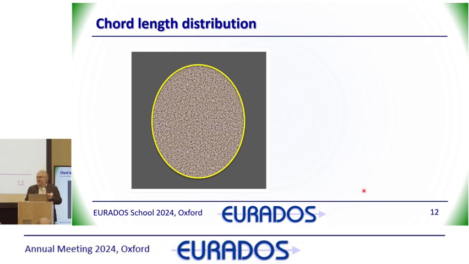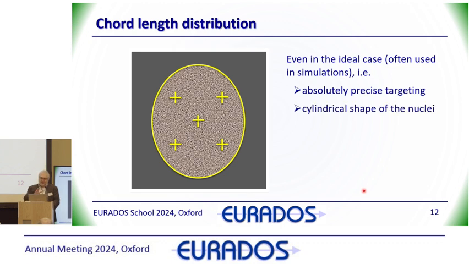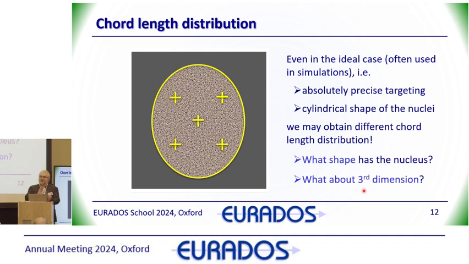So for that, I will start with an assumption that we are able to do an ideal experiment, which is usually what people do when they do simulations. So we are absolutely precise in our targeting. And I wrote here cylindrical shape of the nuclei. This is often assumed when people do simulations, but of course the question is, is such a nucleus cylindrical? Usually it would probably be more likely that it is an ellipsoid. And the second question is really, what about the third dimension that we are not seeing here when we do microscopy?